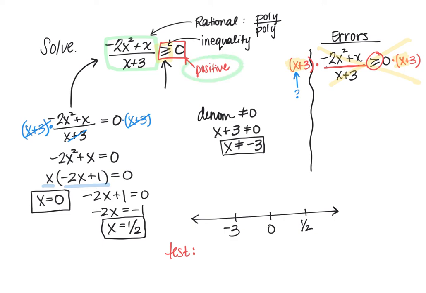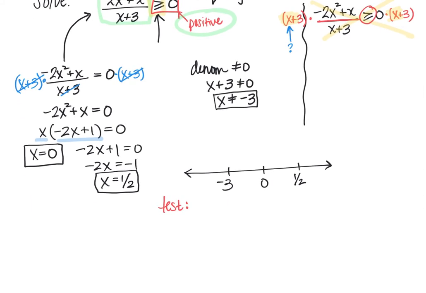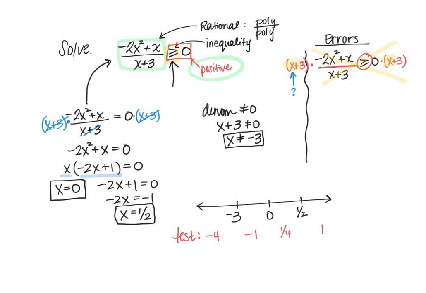So we'll choose some test values. I want to test a number smaller than negative 3, let's say negative 4, something between negative 3 and 0, like negative 1, between 0 and 1/2, how about 1/4, and then larger than 1/2, how about 1? So these four values are going to be my test values, and we are testing them by substituting them back into the left-hand side, the rational expression, to see whether or not we get a positive or a negative output.